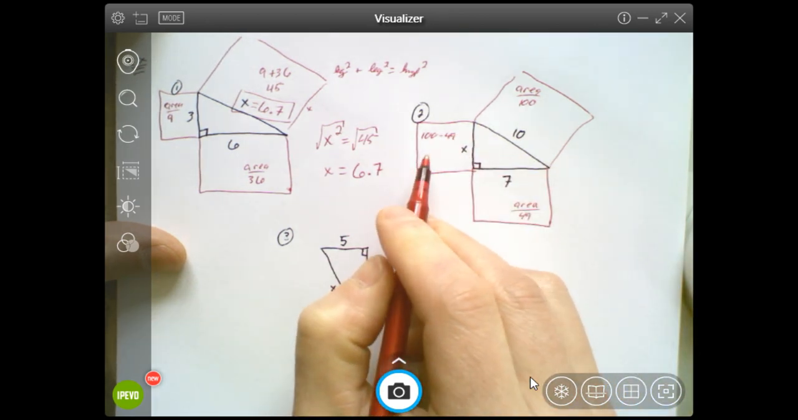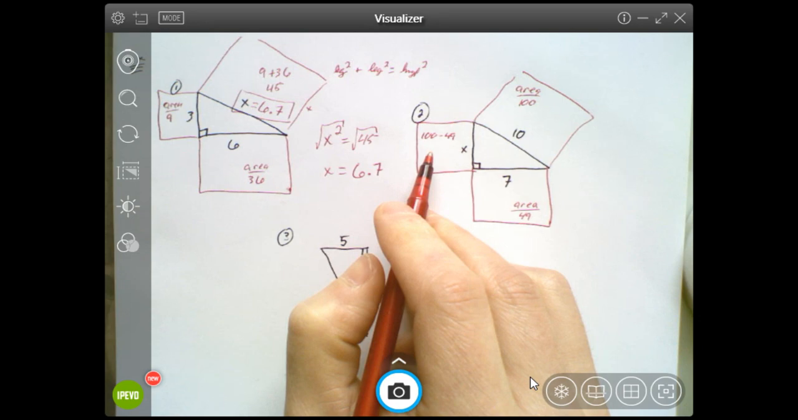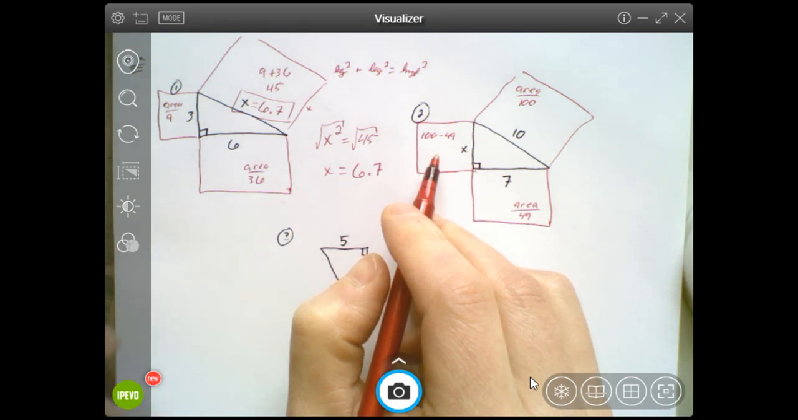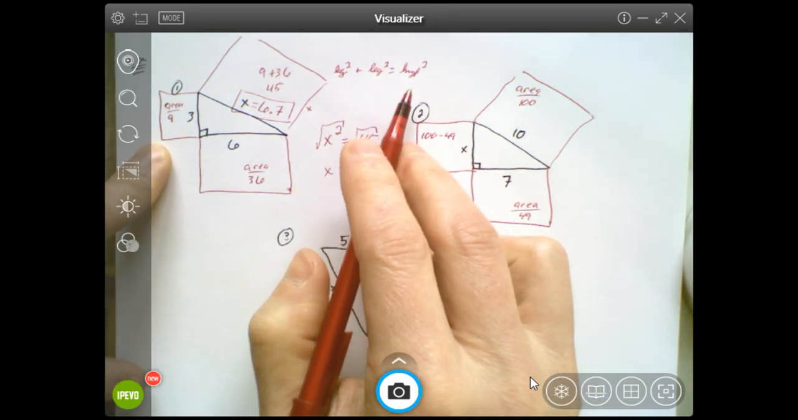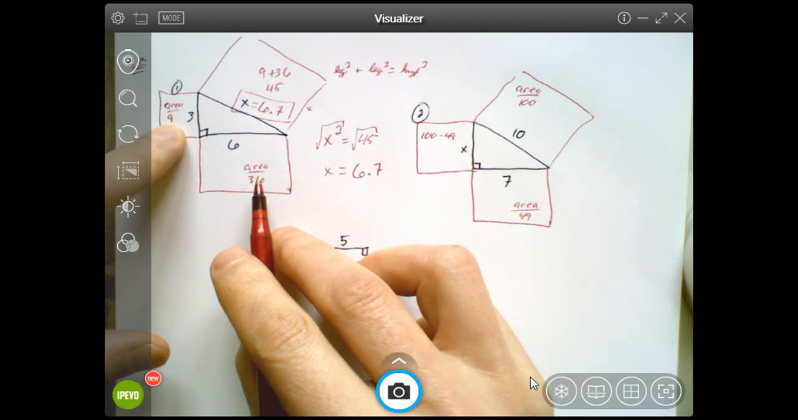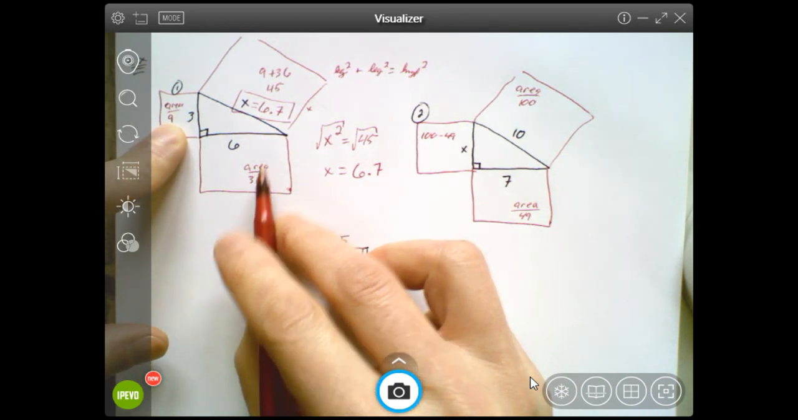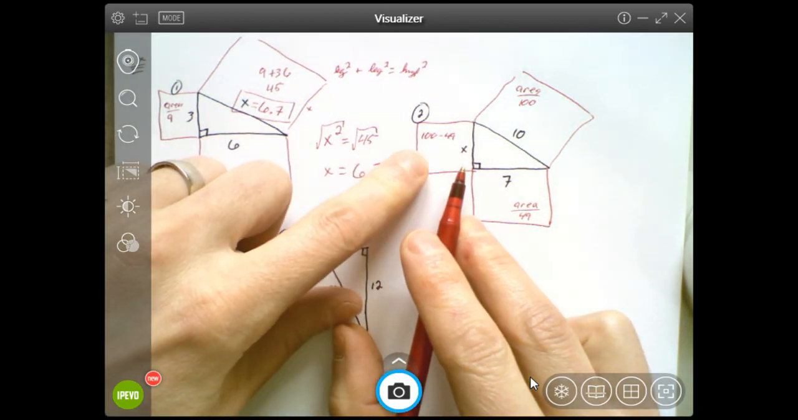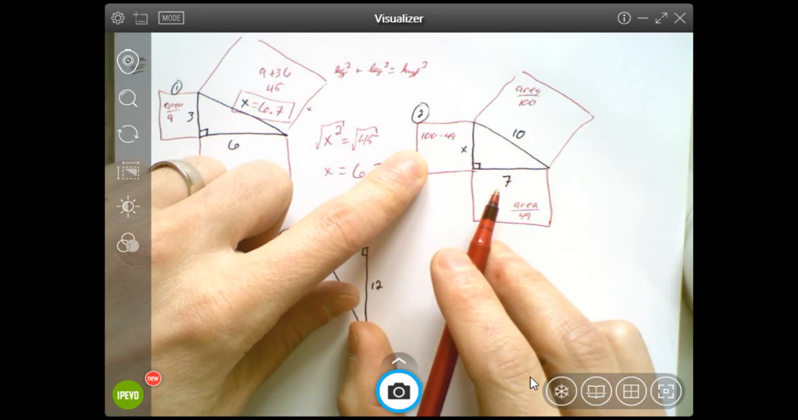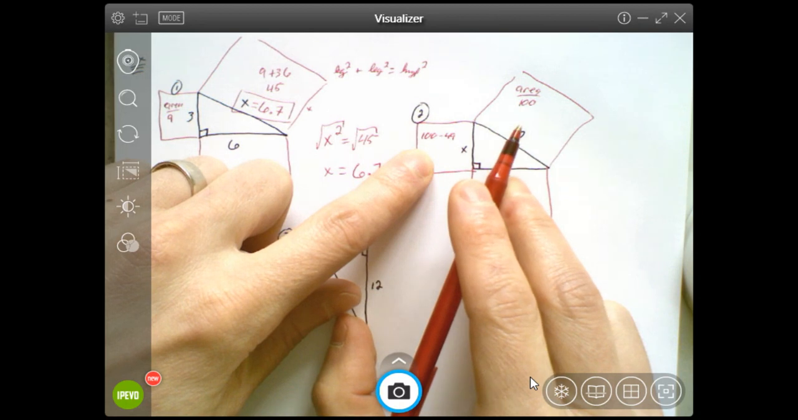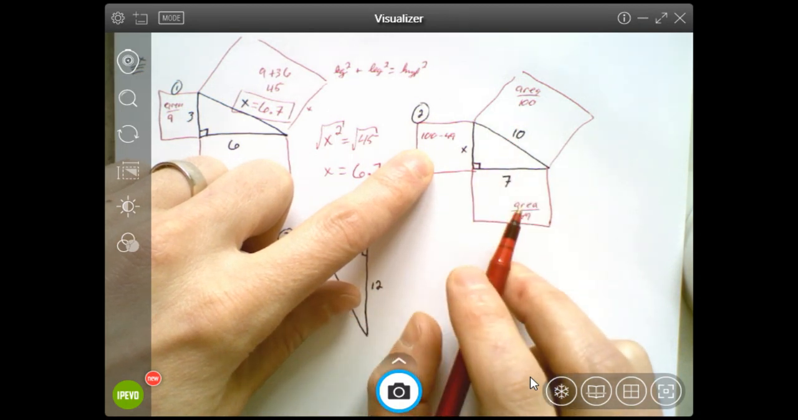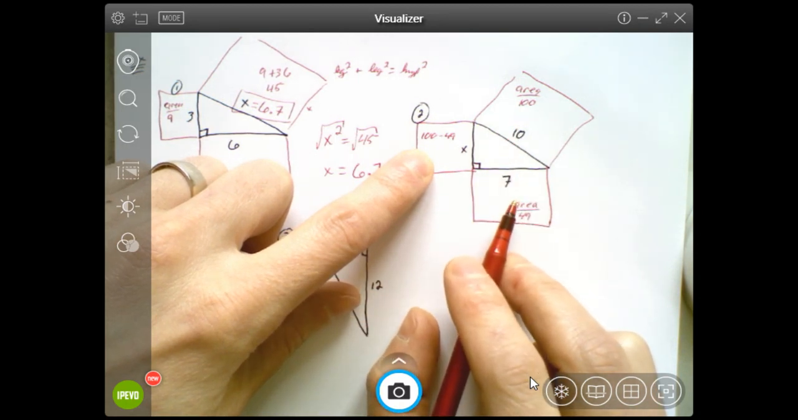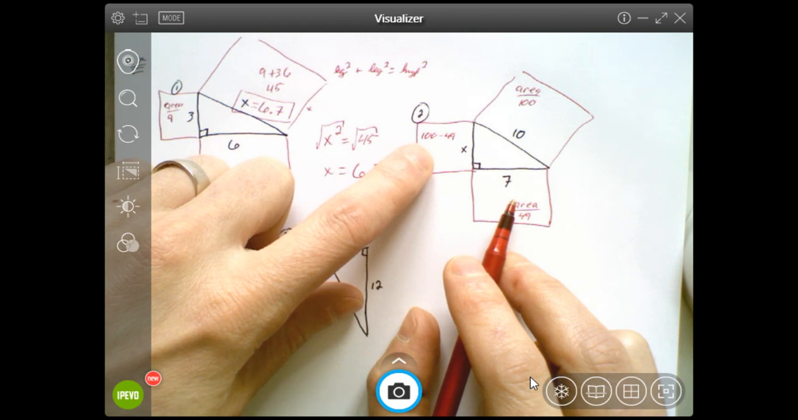So that's why we're also asking ourselves, am I looking for the hypotenuse or am I looking for one of the legs? Because if I'm looking for the hypotenuse, I'm going to add the two little squares together to get the big square. If I'm looking for a leg, I'm going to have to take the big square and subtract out one of the small squares to get the other small square.